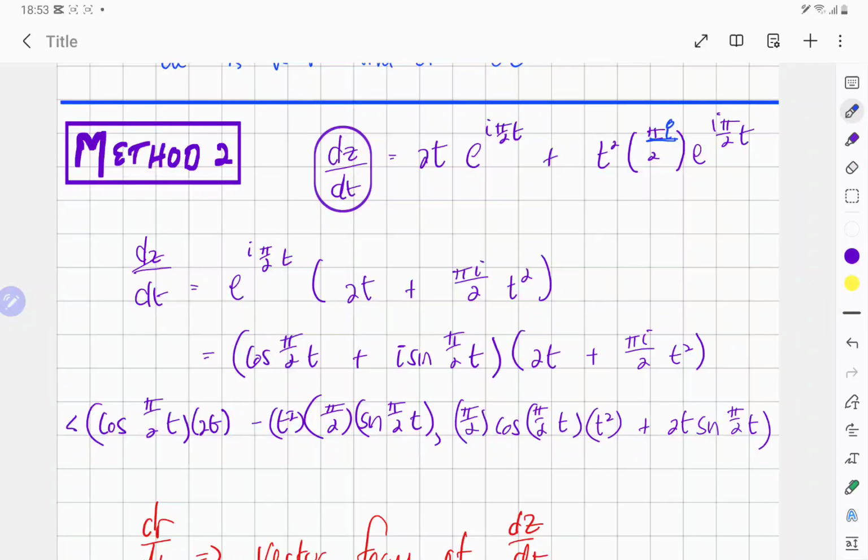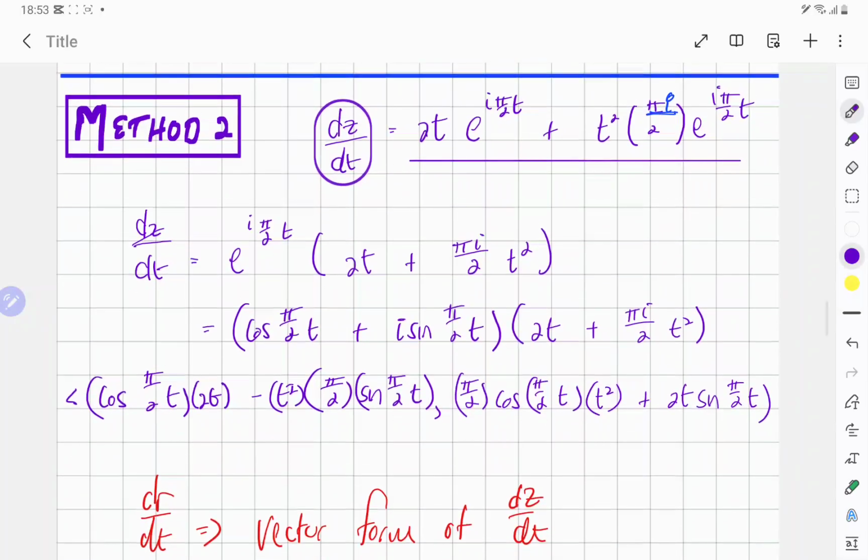Now, what did I say earlier? Please remember for this section of the work, actually in all maths, we always look for a common factor to make our life easier. So what I did here, I could actually take out the 2 also as a common factor, but I took out this as a common factor. What am I left with? I'm left with 2t plus pi i over 2 t squared.